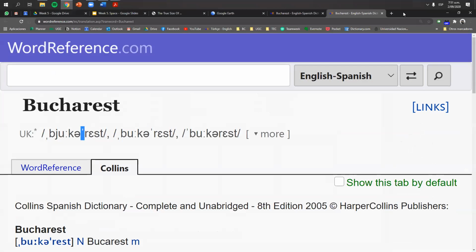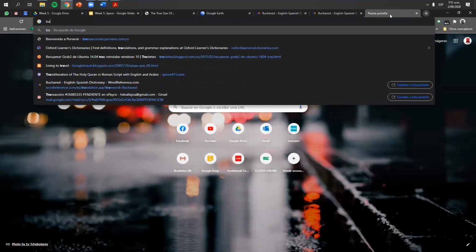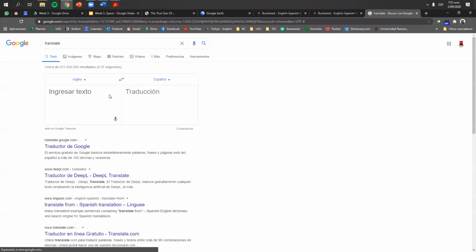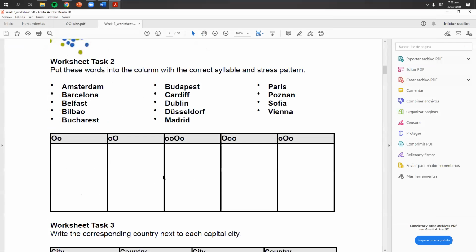An additional option we may have is the Google Translator. We can use Google Translator, and for instance, we write the word here, Bucharest. Bucharest. Bucharest. Okay, we have so many different pronunciations for it. Bucharest. So you can try it out there. Okay. Do you have any questions, guys, so far?